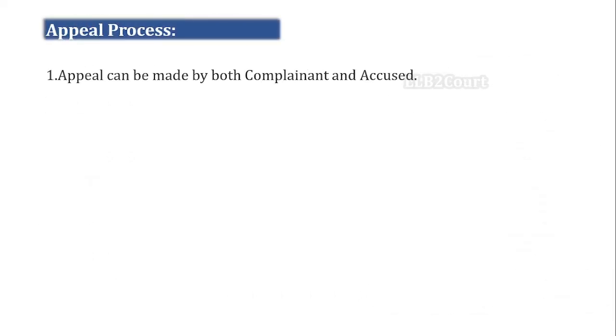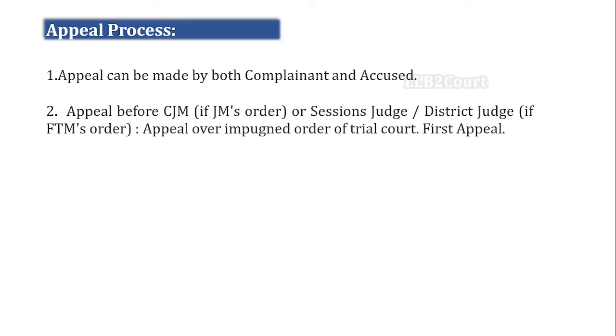If the complainant or the accused is not satisfied by the order, they can go for an appeal. And if it is a judicial magistrate order, they can appeal before the CJM, Chief Judicial Magistrate, or if it is a fast track court order, they can go before the Sessions Judge or District Judge.